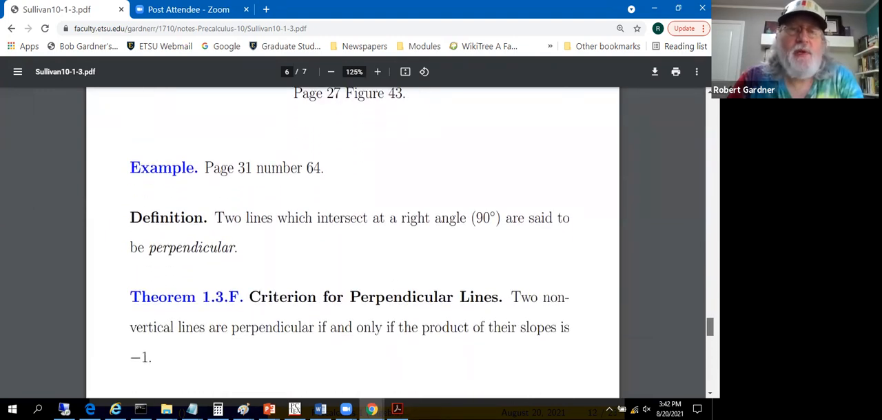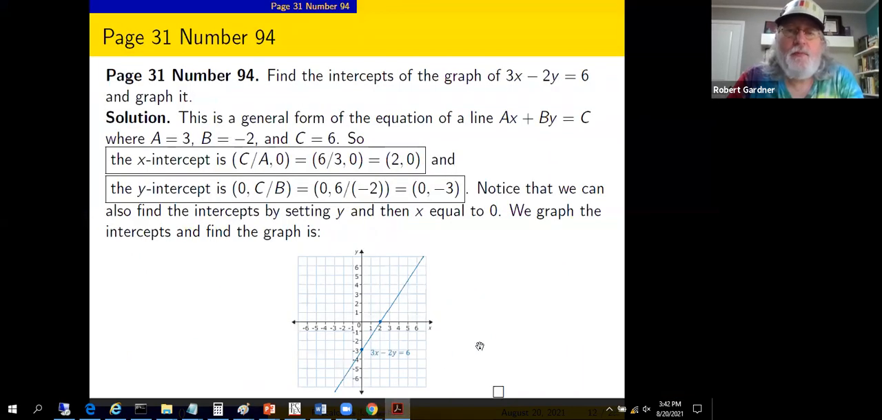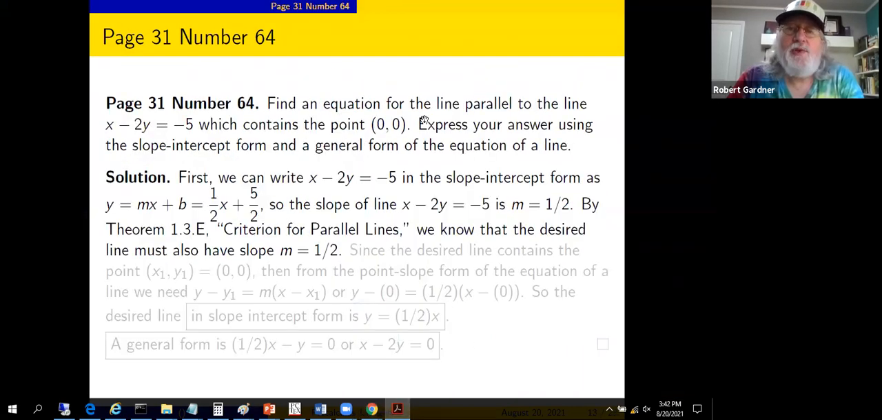All right, we're almost there. Another example. Find an equation for the line parallel to the line x minus 2y equals -5, which contains the point 0, 0. Express your answer using the slope-intercept form and a general form of the equation of a line. Okay.